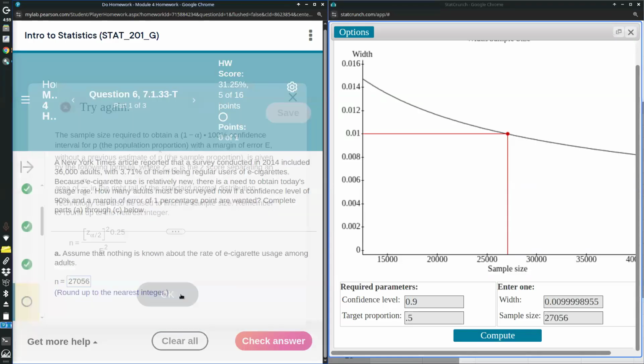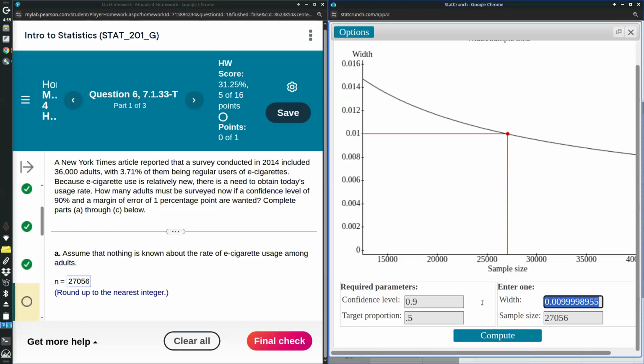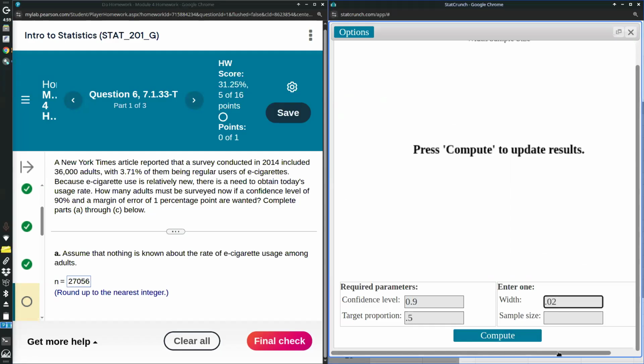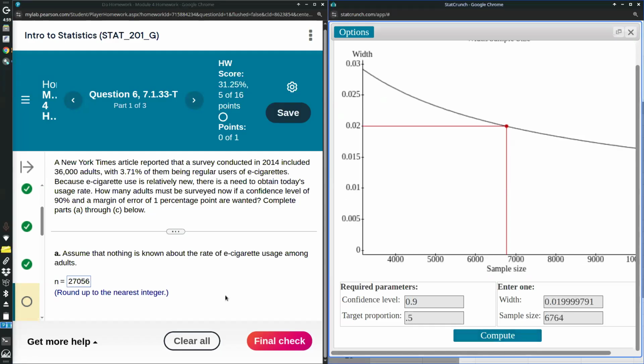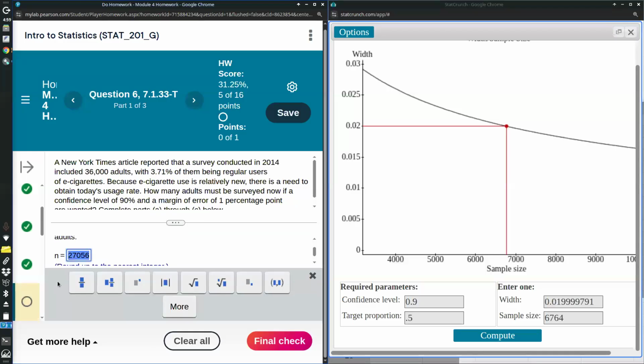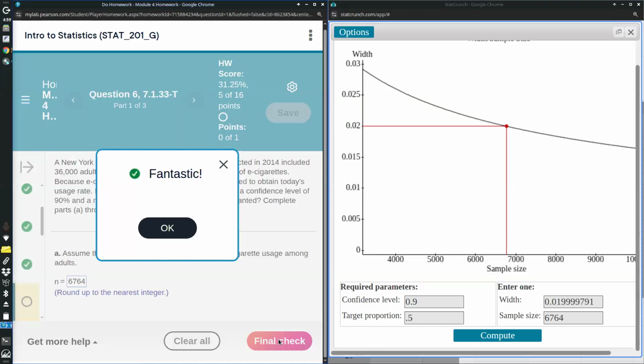Okay, so let's try 0.02 here again for dual-tailed, and I think we're going to get the right answer. 6,764. I bet that's the right answer. Okay. So see, I have to tweak it a little bit, but let's go. Let's do this one again.